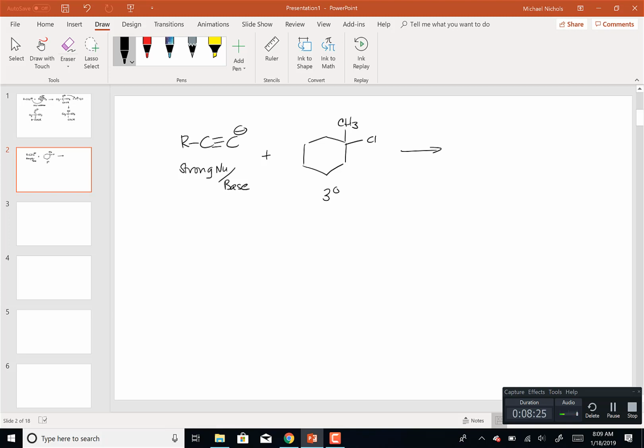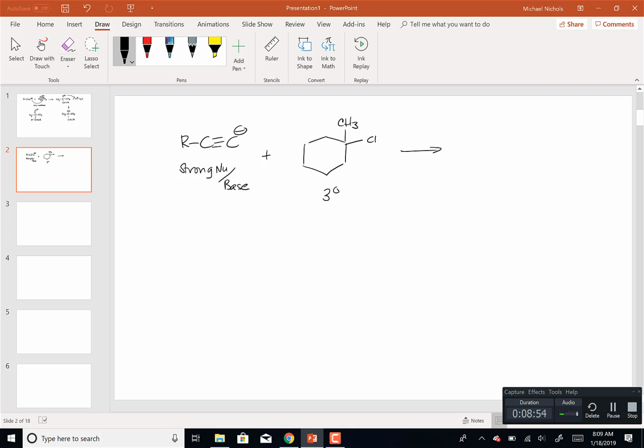So in this case, the tertiary halide cannot undergo SN2. Maybe there's enough time for it to lose the chloride and then have the C minus come in and add so that it's SN1, but most likely that's not going to happen. The minute that this cannot do SN2, it's going to turn around, because it's such a strong base, and deprotonate a beta hydrogen.